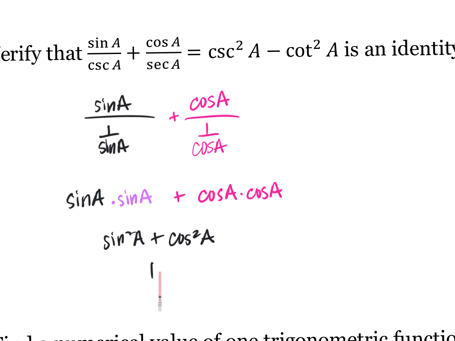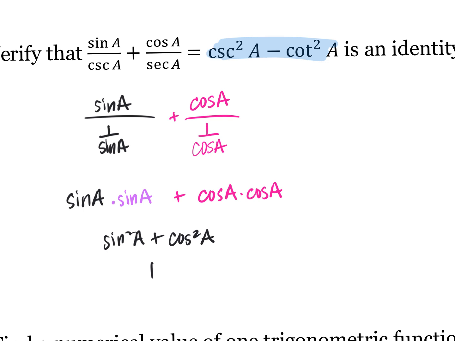Now we're like, dude, how am I supposed to turn 1 into this mess? It has 1 and it's got some squareds in it. 1 and some squareds in it. You guys, 1 and some squareds in it. We need a 1 to turn into cosecant squared minus cotangent squared.